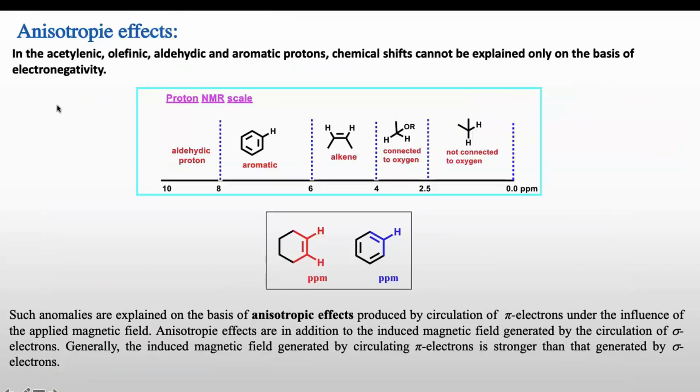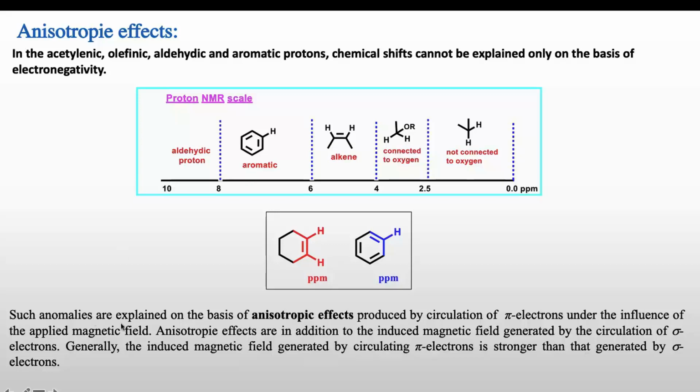Now if we look at the protons of benzene, aldehyde or alkene, we see there is no electron withdrawing group or atom connected, but they appear from 4 to 10 ppm. So now we have to see what factor changes their chemical shift value, because previously we saw electronegative atoms pulling the electrons around the protons and making them more deshielded. But what is the factor in the case of benzene, alkene or aldehyde, because there is no electron withdrawing atom or group?